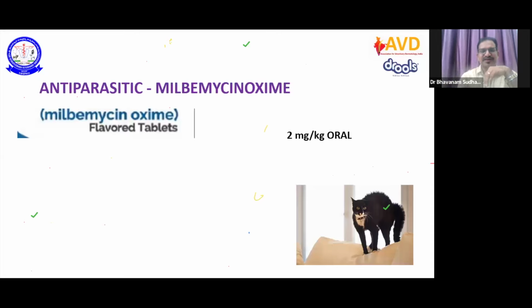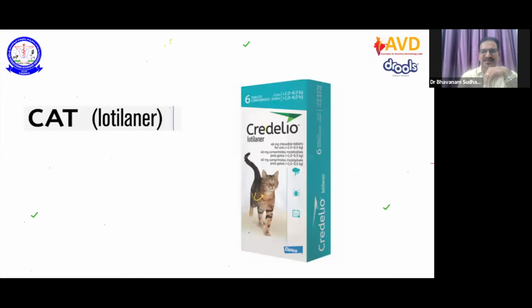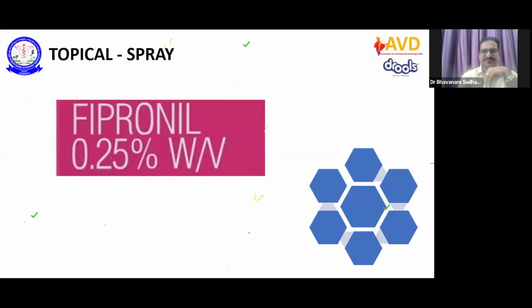Next one is another oral drug, milbemycin oxime, 2 mg per kg body weight. Nowadays we are getting this drug also. This also has similar side effects. The only thing is, it should always be used cautiously based on the type of parasitic infection. These two are the available drugs, and this is not available in India as per my knowledge. This is available as an oral anti-parasitic drug in foreign countries.